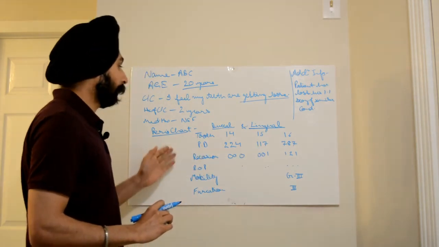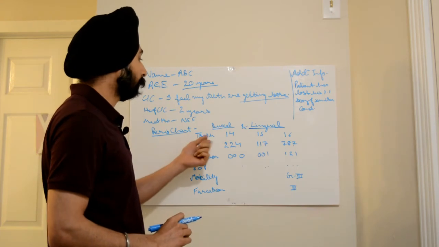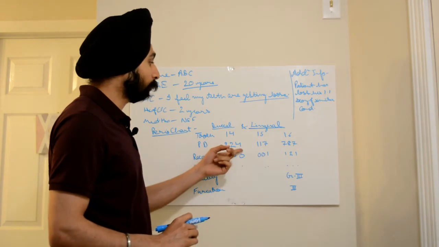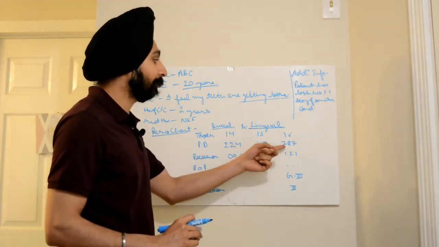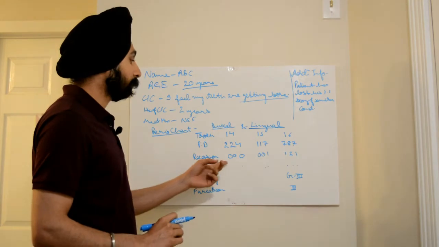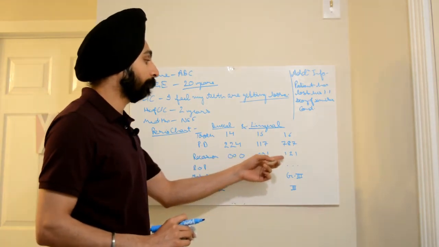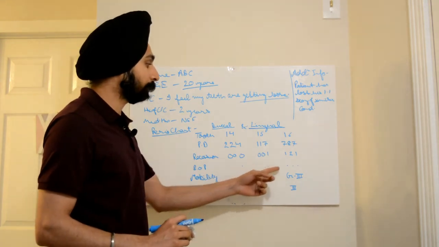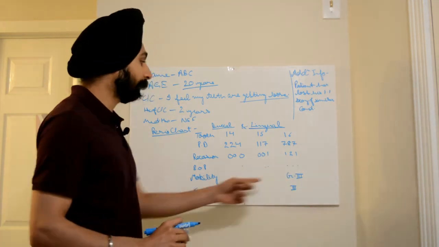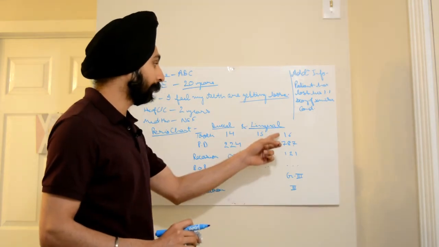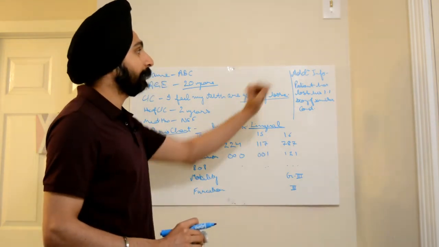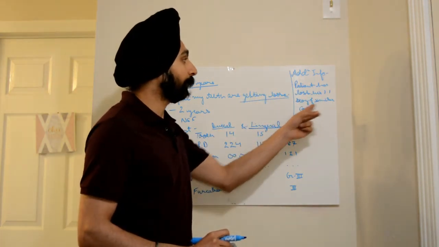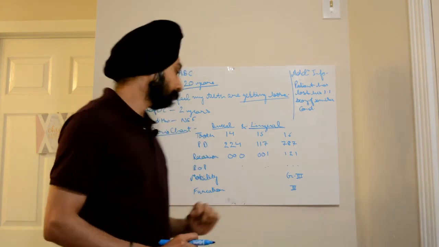buccal as well as lingual sides. In the perio chart, tooth numbers 14, 15 and 16 are given. The probing depth is 224, 117, 787. Recession 000, 001, 121. Bleeding on probing is present at all these sites. Mobility is grade 3 and furcation is grade 3 in case of 16. In the additional information it is given that the patient has lost his 11 because of a similar condition.